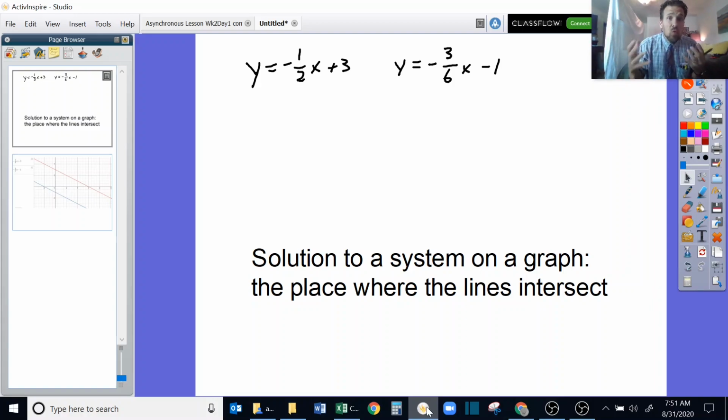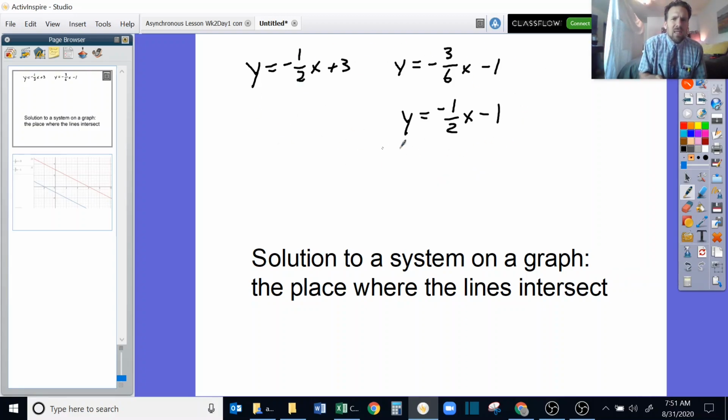Now, for some of you, you may notice already that there's something kind of funny about this. I think some of you may notice that 3 over 6 is easy to simplify. 3 out of 6 is 1/2. And so really we could rewrite this equation. We could simplify this second equation and say, oh, well, this is just y equals -1/2 x minus 1.